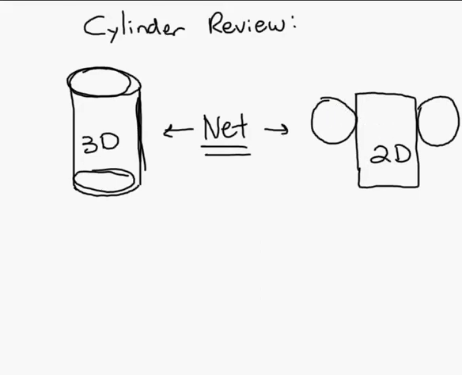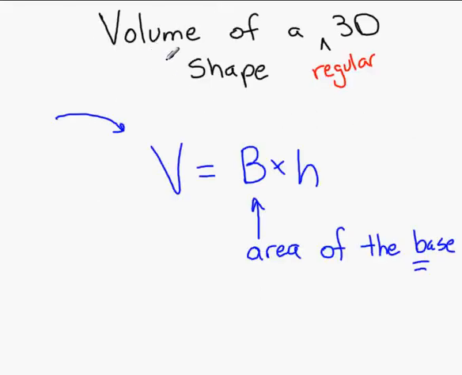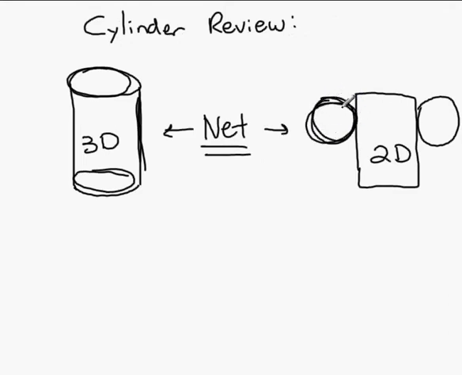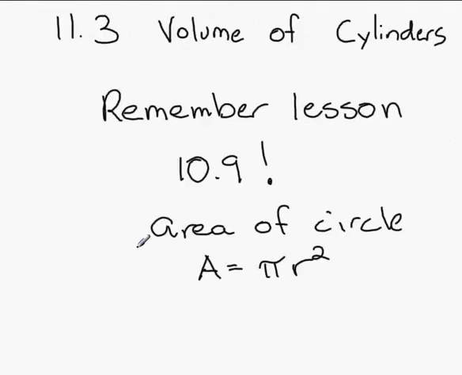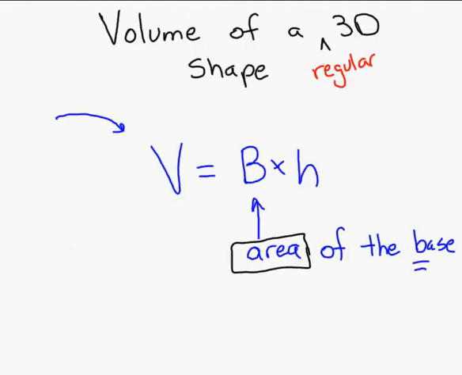a circle. The reason we need to know that is because you need to remember the whole idea about volume. Volume of a regular three-dimensional shape. The formula was volume equals big B times H, where big B stands for area of the base. Well, our base is a circle, and if you go back even further, that's why we need to remember the area of a circle formula.